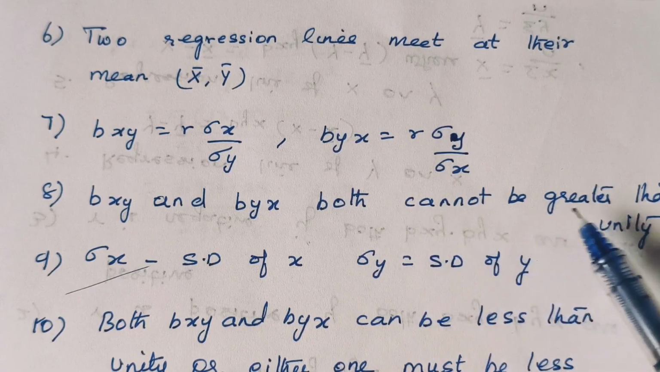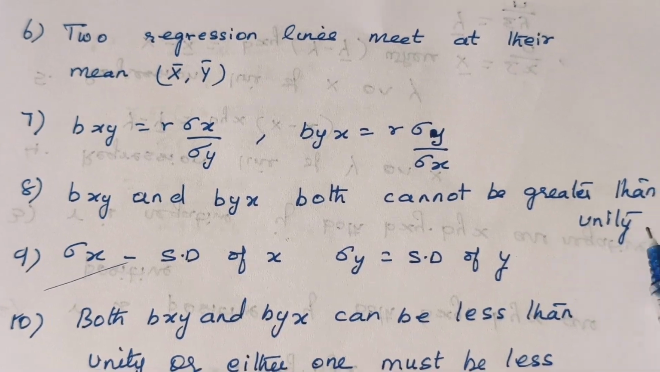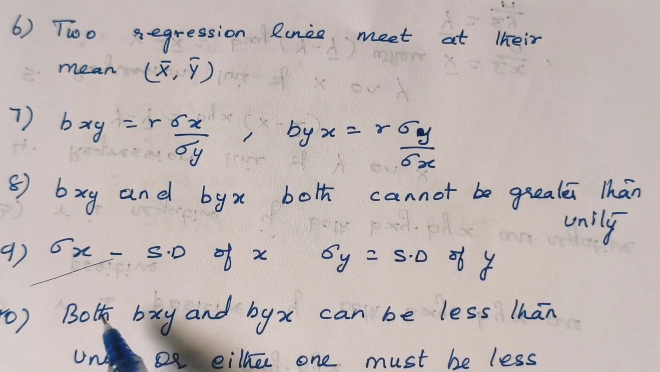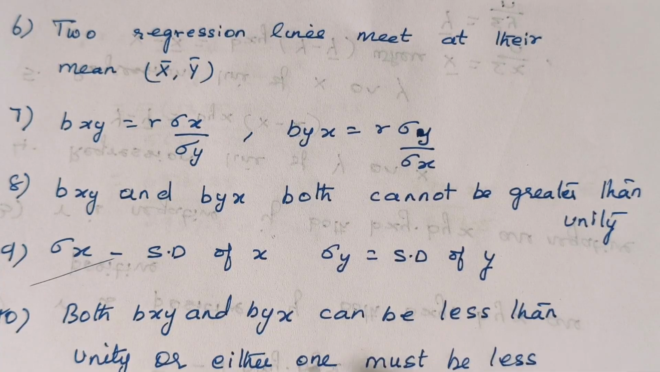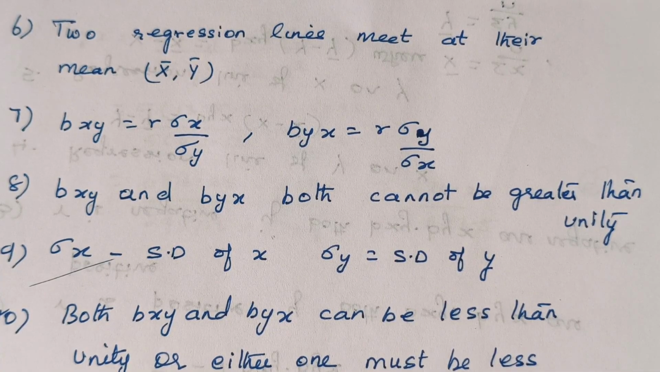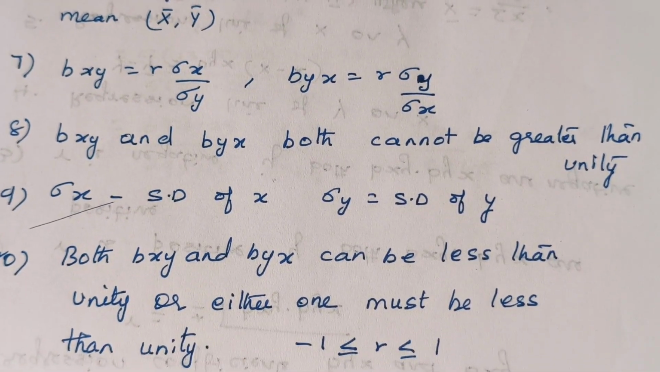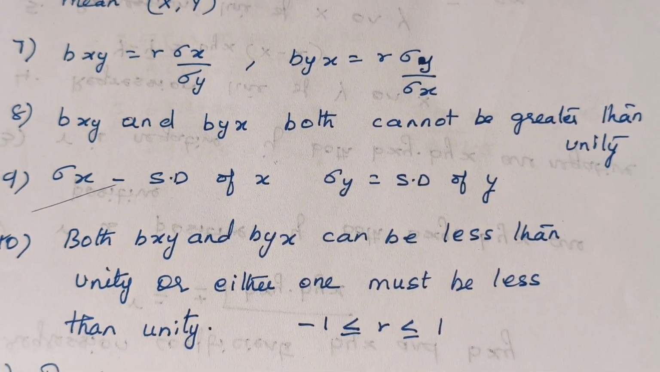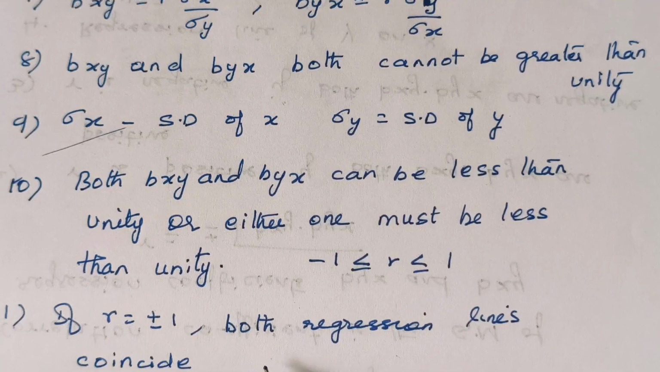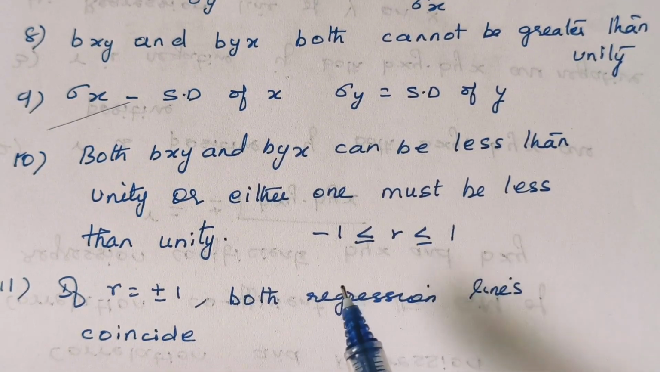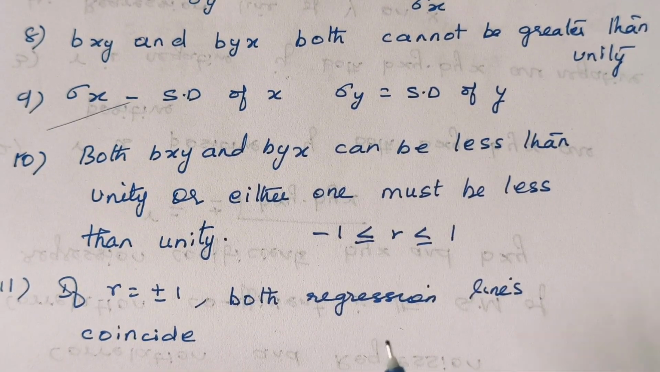bxy is equal to r sigma x by sigma y. byx is equal to r sigma y by sigma x, where sigma x is the standard deviation of x and sigma y is the standard deviation of y. bxy and byx both cannot be greater than unity. Both should be less than unity, or either one must be less than unity.